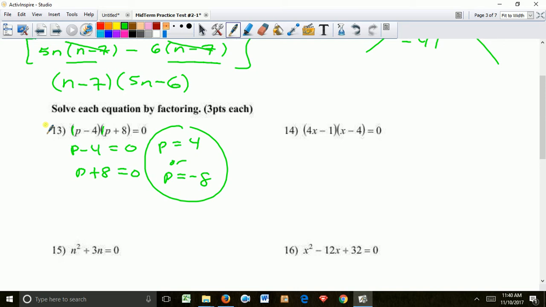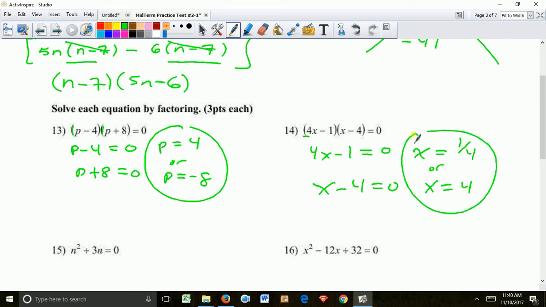On 14, we do not have coefficients of 1 for both, so here we do have to do a little work. Set 4x minus 1 equal to 0, and then x minus 4 equal to 0. For the first factor, 4x minus 1 equals 0, you would add 1 to both sides, divide by 4, and get 1/4. And for the other one, just add 4, you get x is equal to 4. So those were already factored. Just set those equal to 0 and solve for your variable.